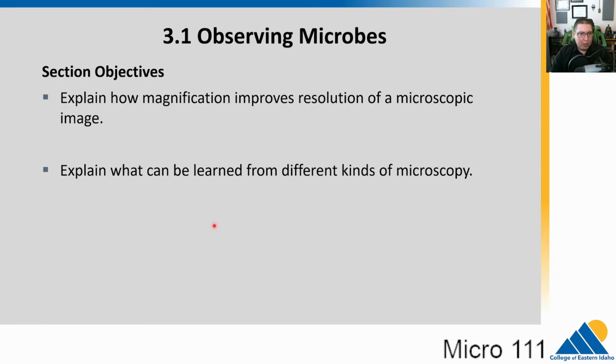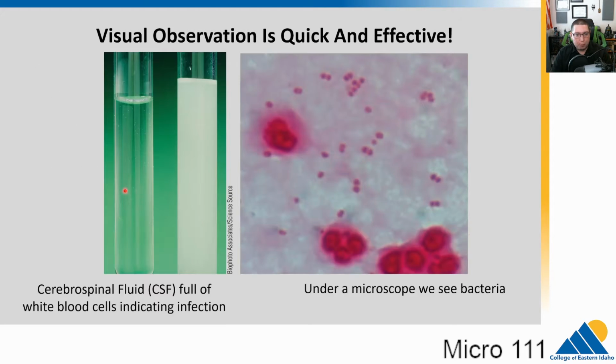Okay. So in 3.1, we're going to talk about observing microbes. And this is really important because, as we saw historically, we didn't know microbes even existed until we had microscopes, because by definition, they're too small to see. So we'll talk about how a microscope works, talk about magnification and resolution of images, and we'll learn about a few different types of microscopy. We'll focus just on a few specific ones.